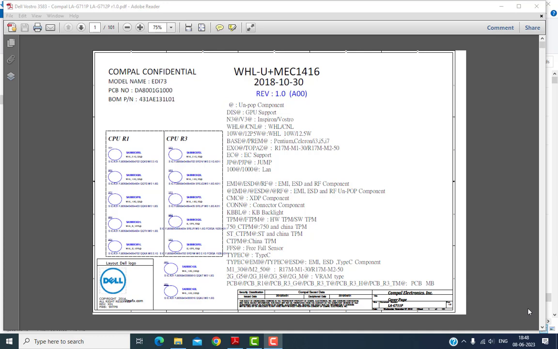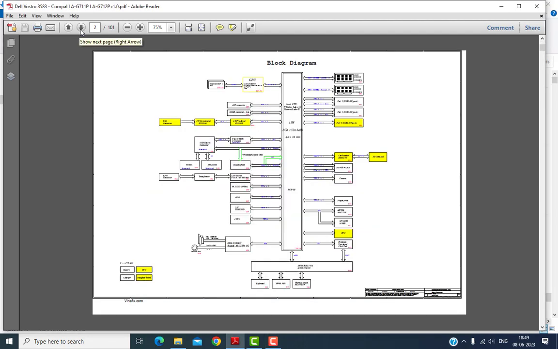Okay, so here on the screen we have opened this LAG 711P model. This diagram is a total of 101 pages, and we are going to learn only the A section, that means the battery charging section. So first we have to find where this section is. First, we'll open this page. This page is basically a block diagram for this entire laptop.